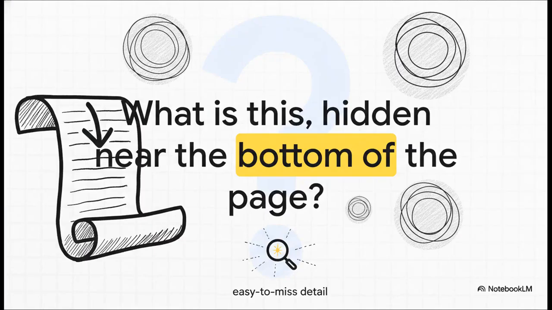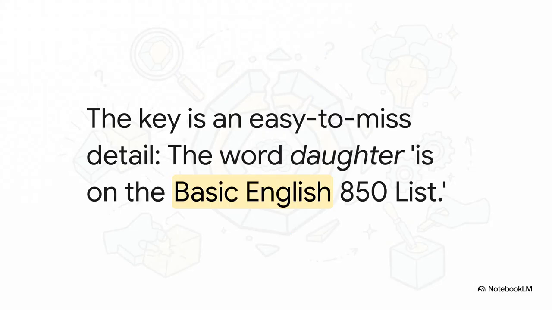But what is this? If you look way down at the bottom of the page, almost hidden, there's this little note. It's so easy to miss. I bet 99% of people would just scroll right past it. But for us, this little detail is the whole reason we're doing this. There it is, right there. It says the word daughter is on the Basic English 850 list. Okay, so what on earth does that mean?